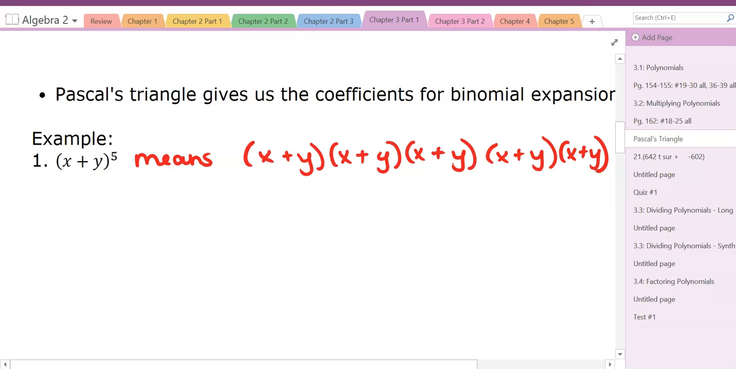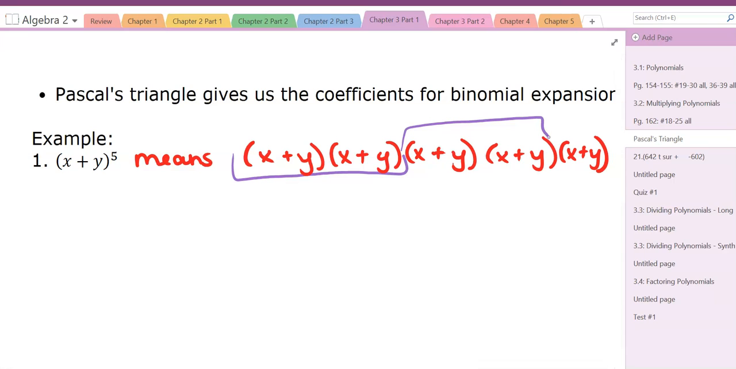Okay, and I kind of talked about this earlier. If I was going to try to do this using the distributive property, I'd have to almost pair these off, like pair these first two together, pair the second two together, distribute, or use your FOIL method on those, and then you'd get another set of quantities. You'd have to multiply those together, and then you still have that x plus y on the end. So instead of doing that, I'm going to use Pascal's triangle.